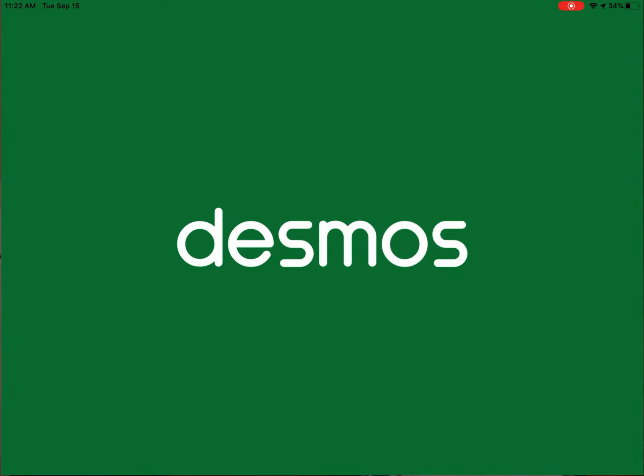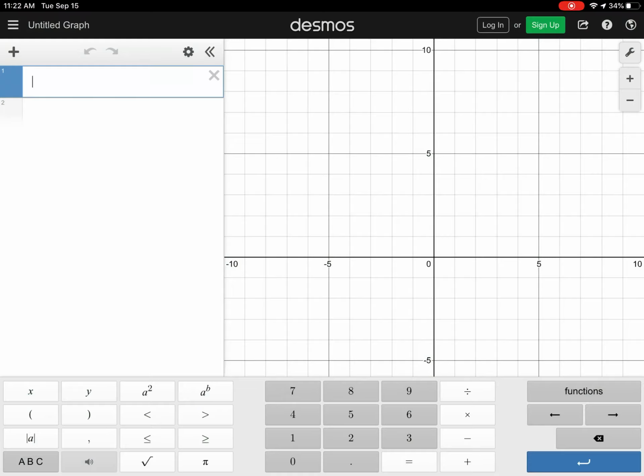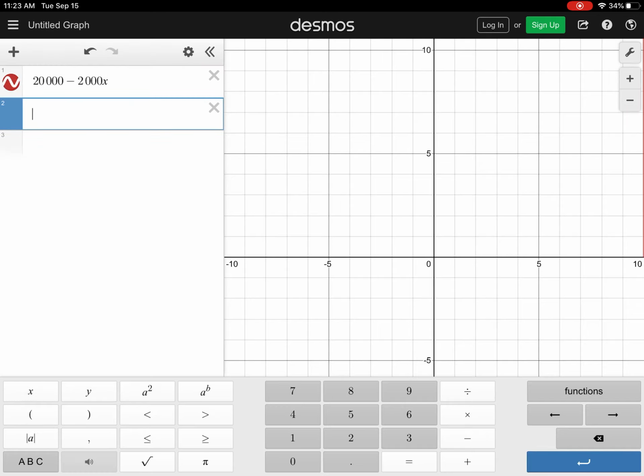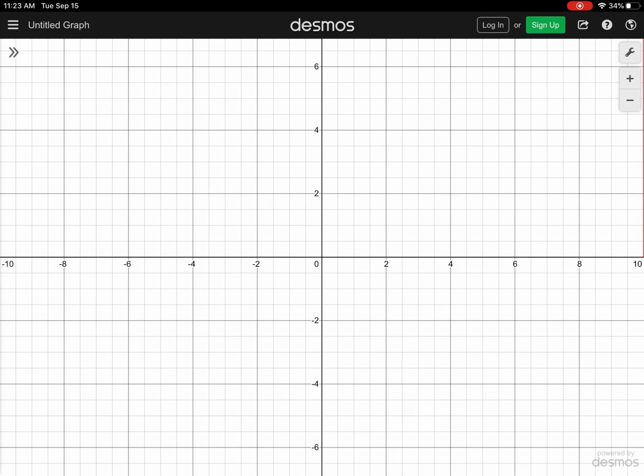Whoops, sorry. Let me see here. Let me try another app that I might have to see if I can get a better picture for you guys on that. So I'm going to type in that 20,000 again. This is just a different graphing calculator app. Minus 2,000 and then x. Now let me hit graph.